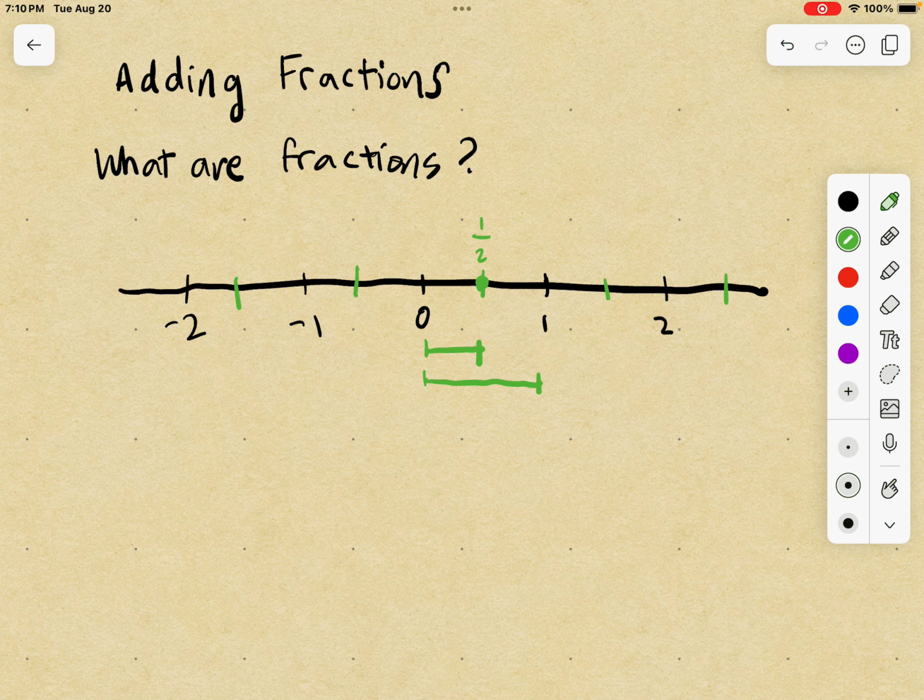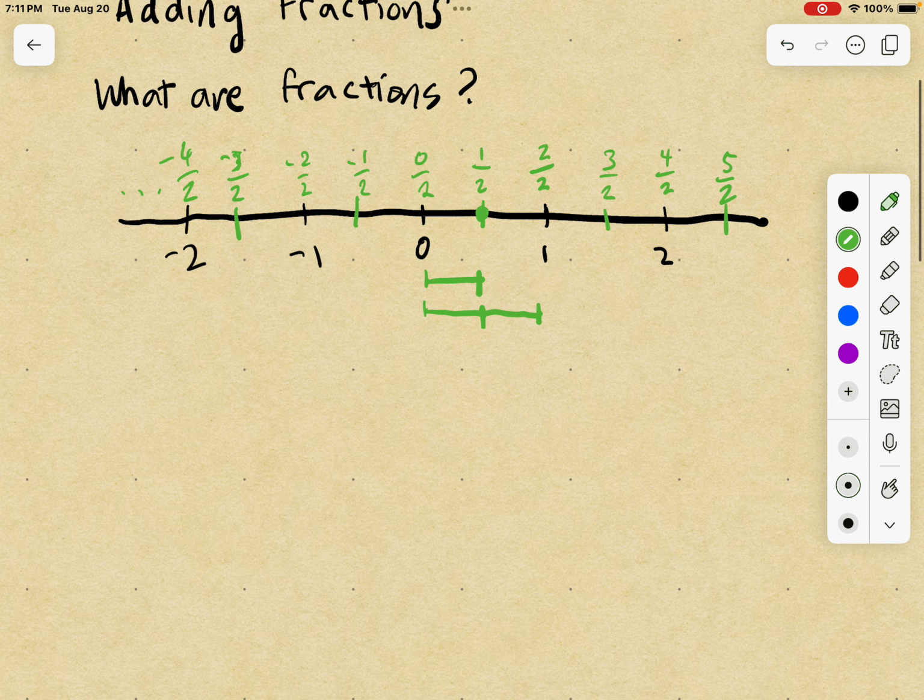And from here to here, I have two of these segments, so that's 2 halves. And this point will be 3 halves, and that's 4 halves. It's 5 halves, and it goes on forever. This is 0 halves. And when I go back, it's -1/2, -2 halves, -3 halves, -4 halves, etc. So those are the halves, and I'll write that down, halves.